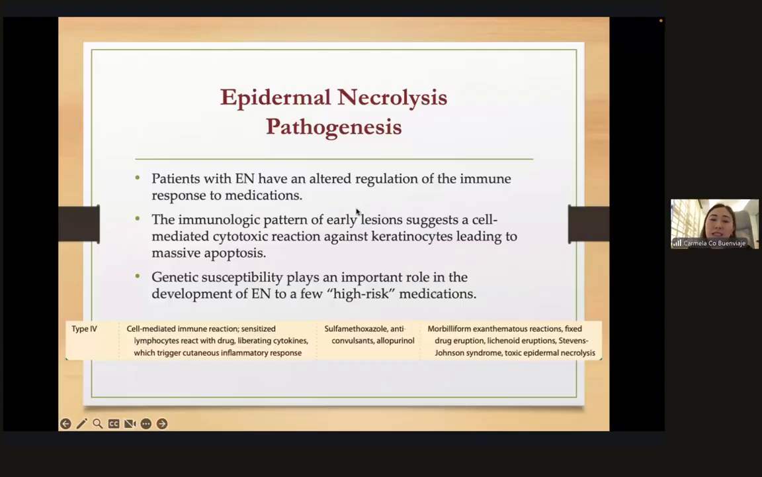So for the pathogenesis, patients with epidermal necrolysis have an altered regulation of the immune response to medications. The immunologic pattern of early lesions suggests a cell-mediated cytotoxic reaction against keratinocytes, leading to massive apoptosis of the keratinocytes. Genetic susceptibility plays an important role in the development of epidermal necrolysis to a few high-risk medications. For epidermal necrolysis, this involves a type 4 delayed-type hypersensitivity reaction.